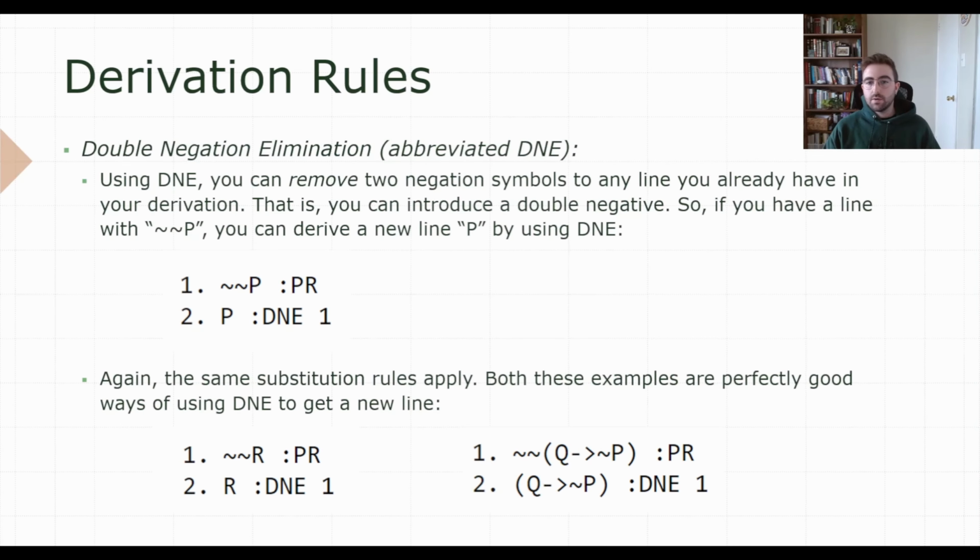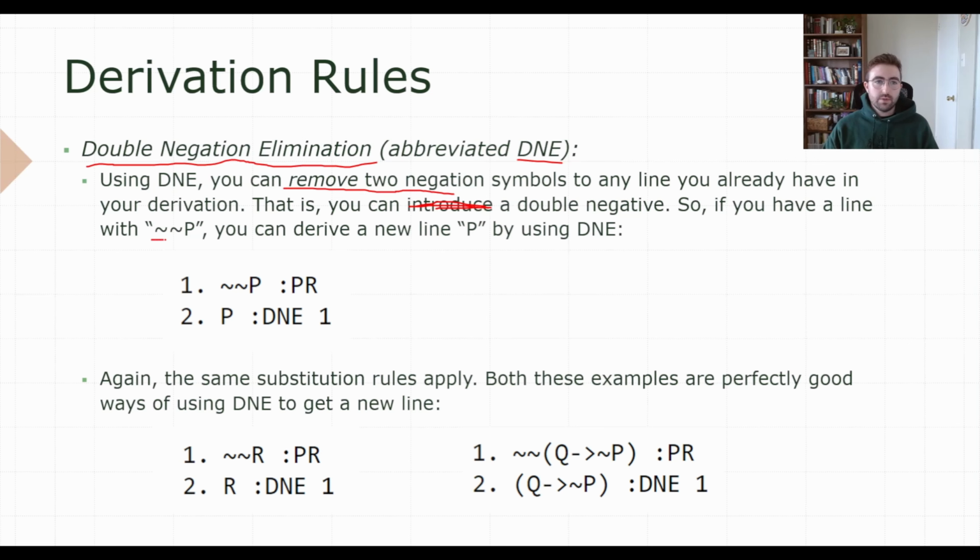All right, and our final rule that we'll be adding is very similar. This one is double negation elimination, or DNE. Now, this is the same thing, except we just eliminate two negations. So anytime we have a double negated line somewhere, we can remove two negation symbols. You can eliminate a double negative.